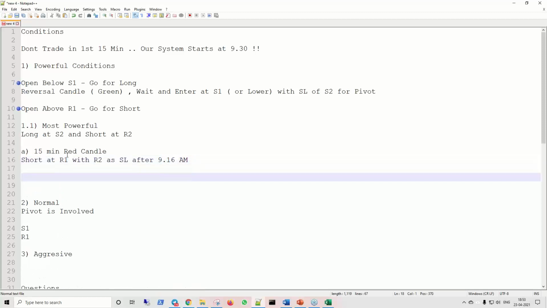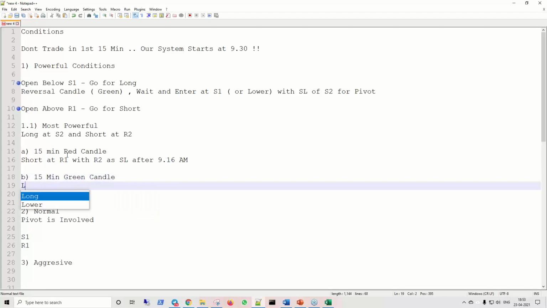Okay, if the first 15 minutes is a green candle, now you go short at R2. Again, there a reversal candle must be there. You can't simply short at R2. After touching R2, there must be a red candle, and then you're going to short with R3 as SL.